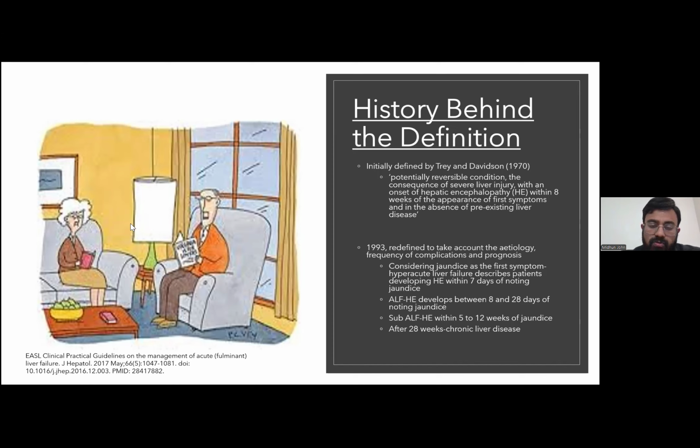subacute. So how they went about it is they said hyperacute liver failure is when patients develop hepatic encephalopathy within 7 days of noticing the first symptom, which we said is jaundice. Acute liver failure between 8 and 28 days of noting the jaundice. Subacute within 5 to 12 weeks of jaundice. And then after 28 weeks, they said that this is chronic liver disease.